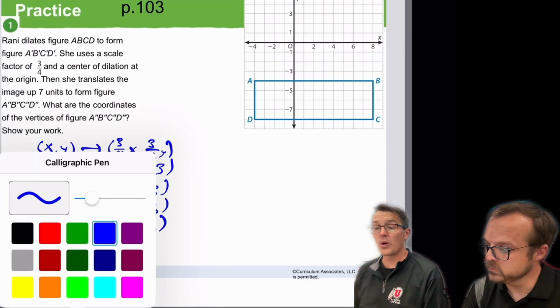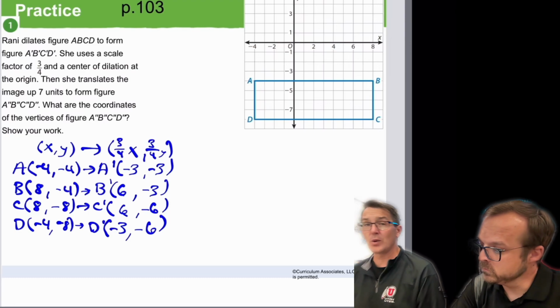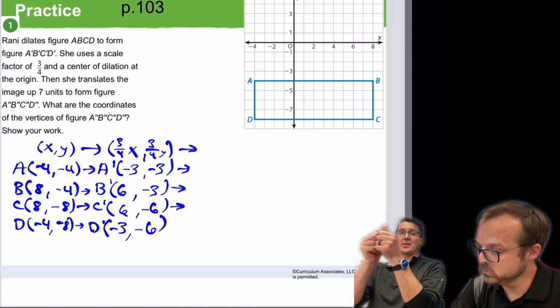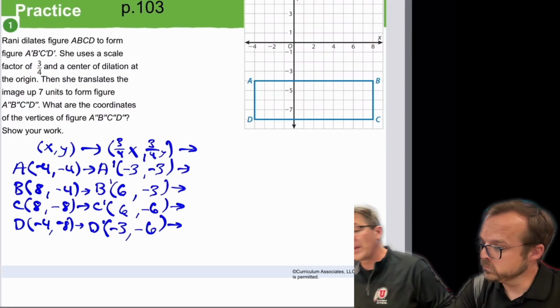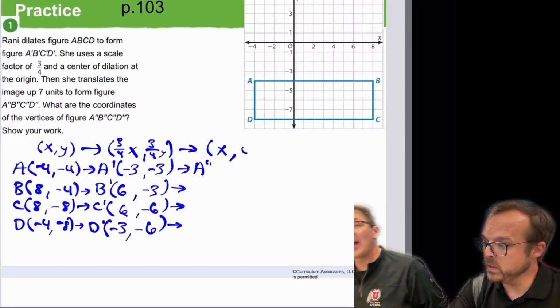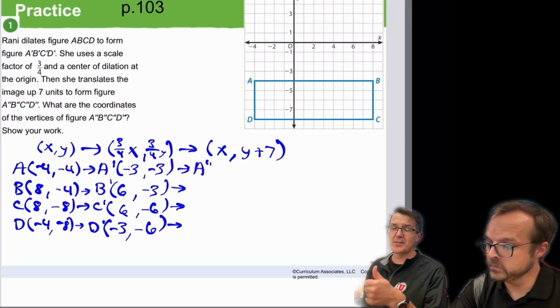But now I have to do one more move. It's going to go up 7 units. Again, up 7 units is a translation, and that means the y is changing because we're not going left or right. So the rule for that would be x, because it doesn't change, and y, and then y plus, and we're going up 7, so +7.